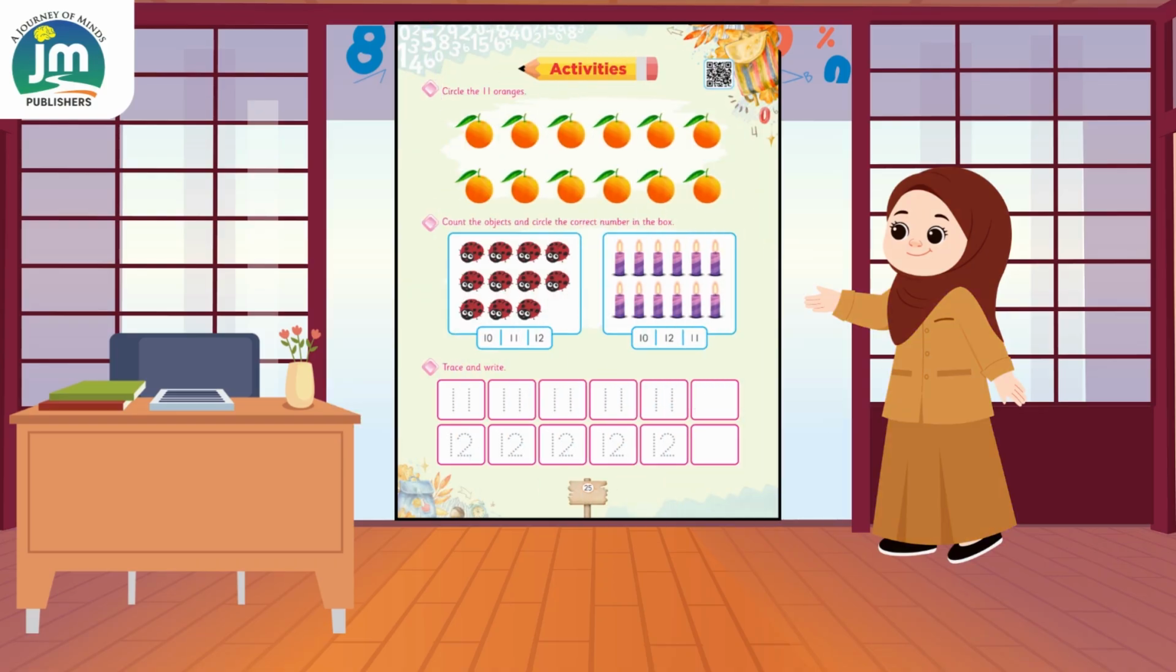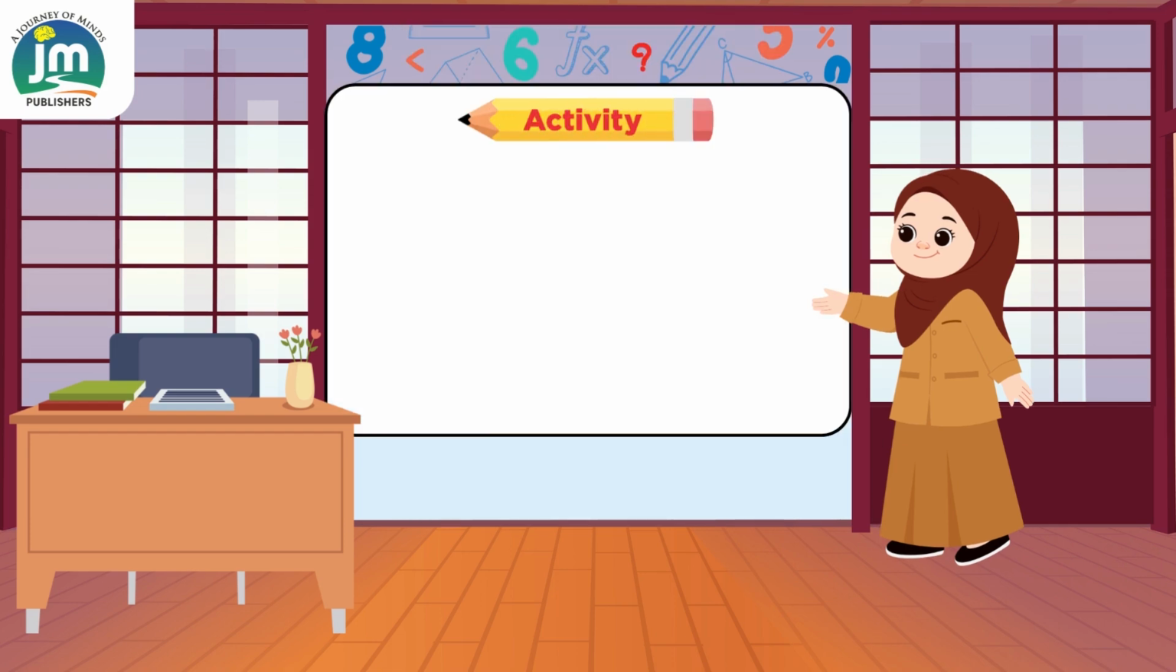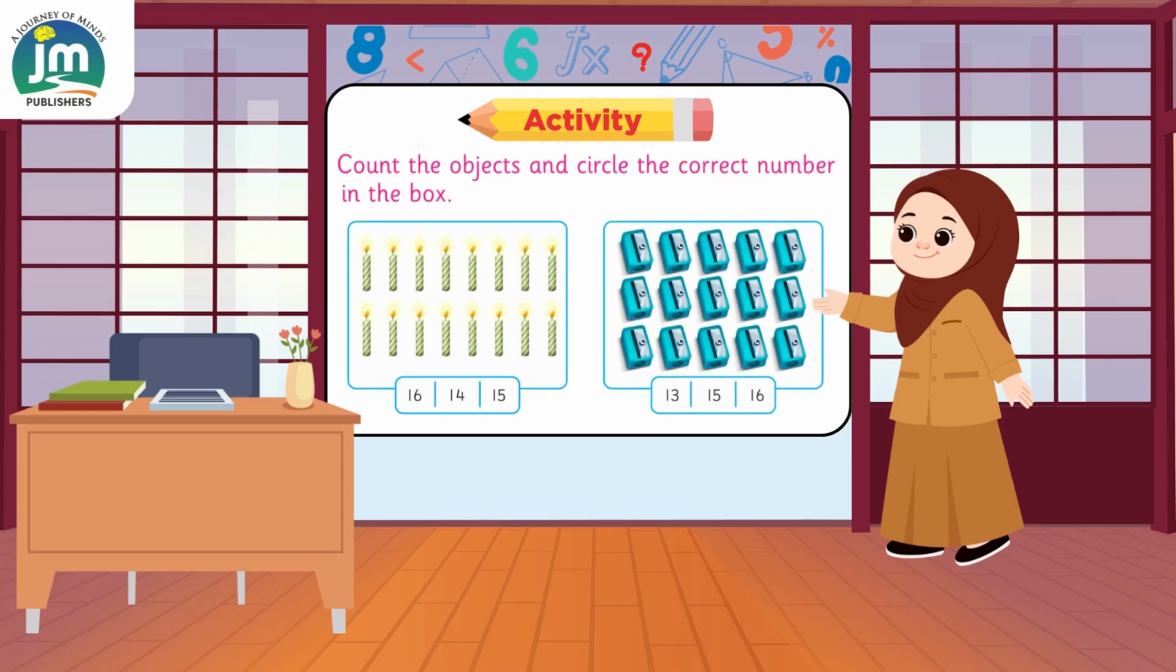पेज नंबर 29 पर देखिए स्टूडेंट्स. फर्स्ट एक्टिविटी क्या कहती है? काउंट द ऑब्जेक्ट्स and circle the correct number in the box. So start with me students. Are you ready? Look here.